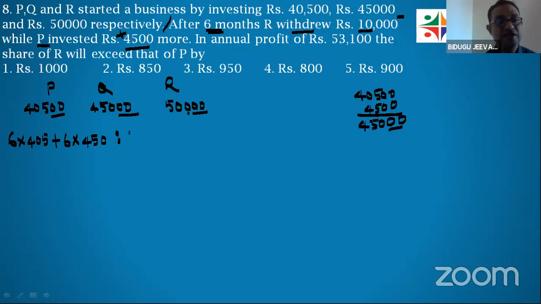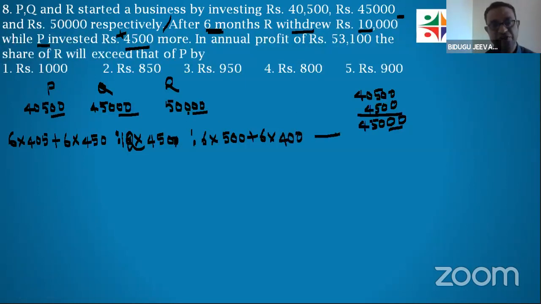Fine. Q. First 6 months, it is 4,500, because nothing is given about Q. So I'll write it better for 12 months, 4,500. Is it right? 450 is 2. Is it clear? R withdrew 10,000. First 6 months, 500, plus next 6 months, if he withdraws 10,000, it will become 40,000. So I'll write 400. I hope you understood this equation. Let me explain once again.